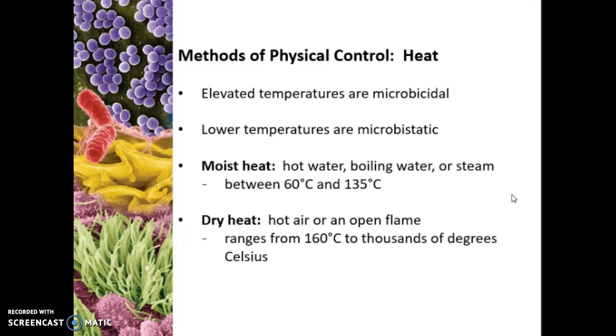All right, when you're looking at heat, an important thing to remember is time, because you can't just put something at 60 degrees for 2 minutes and expect it to do its job. Whereas if you put your inoculating loop into your flame for 2 minutes, it's going to be quite crispy. All right, there's nothing viable left on that piece of metal.